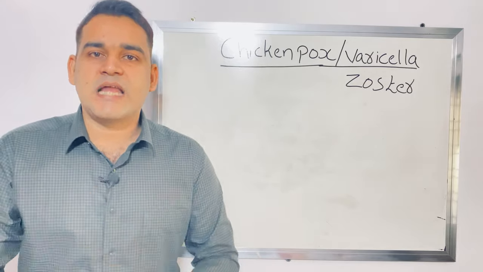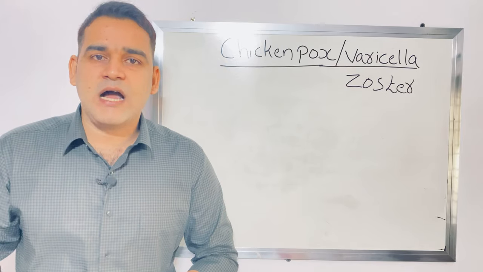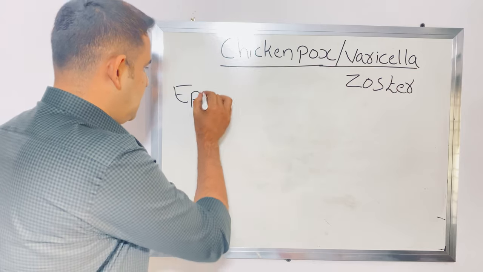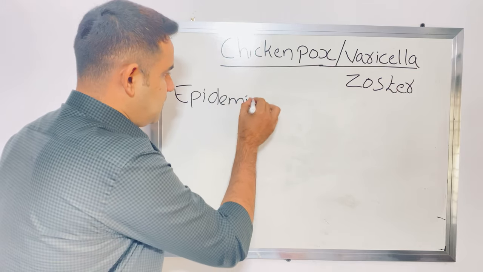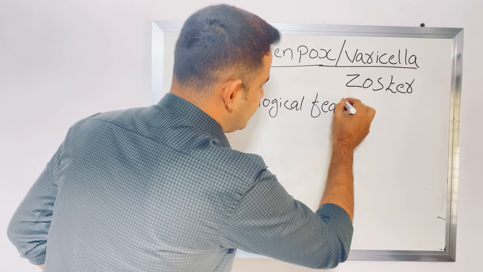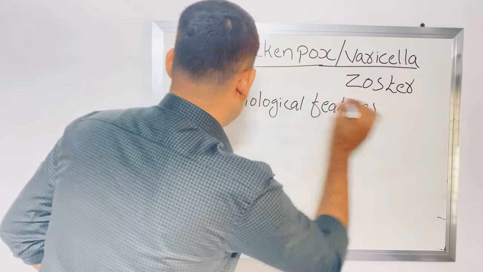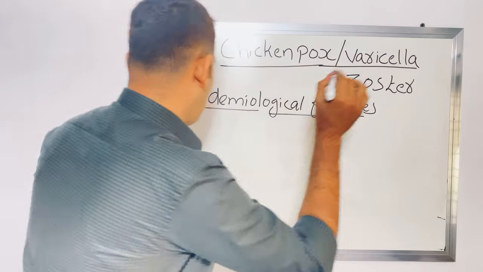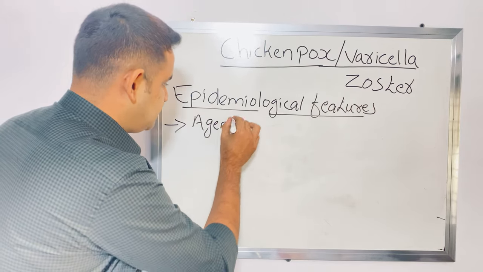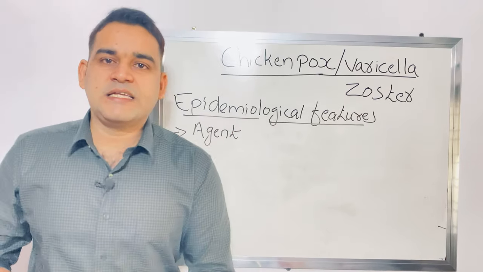Next we can see the epidemiological features of chickenpox. In epidemiology, three things will be there. First one is agent.